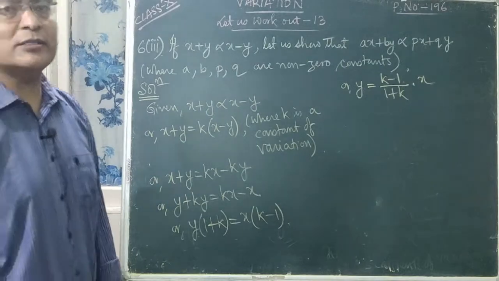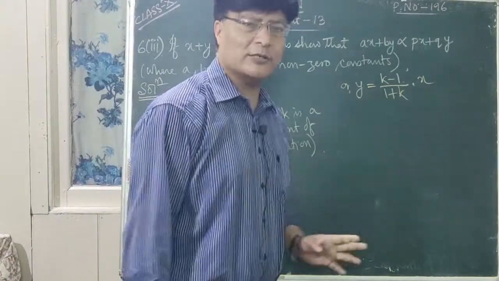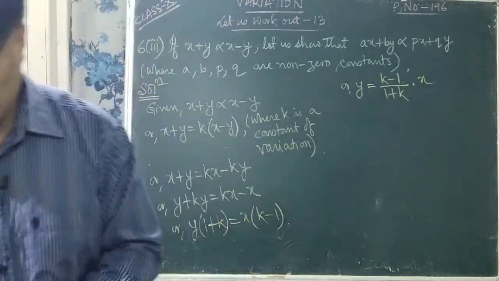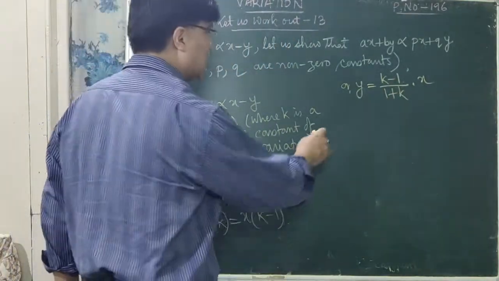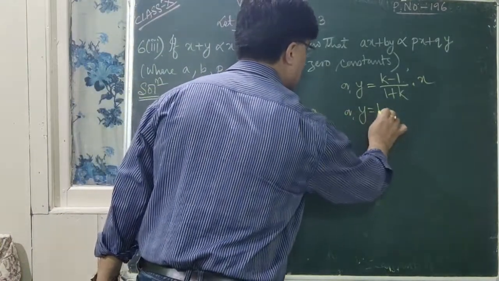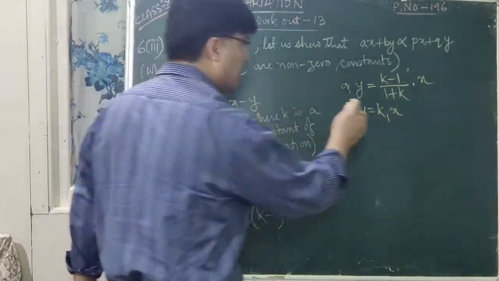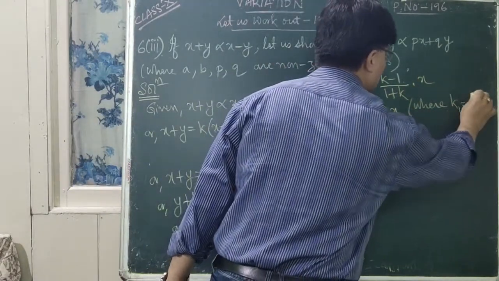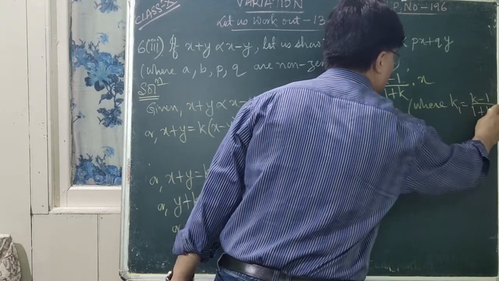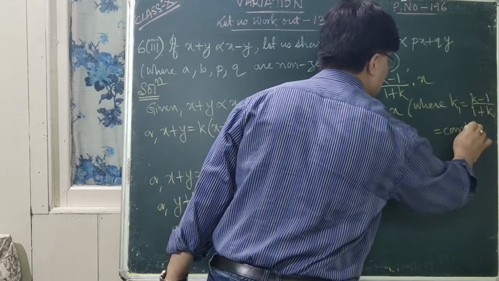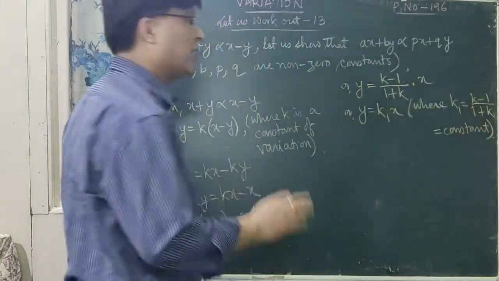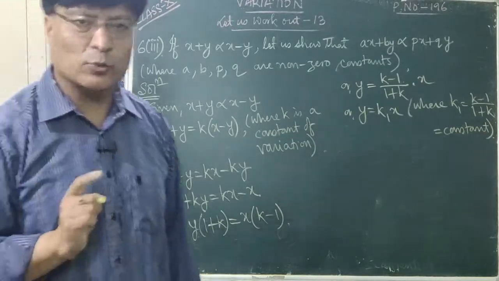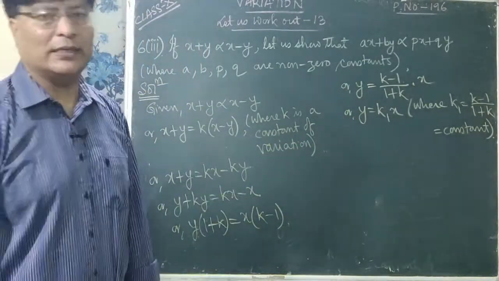Now since k is a constant, this minus 1 plus 1 is also constant quantity. So k minus 1 divided by 1 plus k is also constant. So it can be replaced by another constant, that is k1. Let us write y is equal to k1x. So write within bracket where k1 is equal to k minus 1 divided by 1 plus k is equal to what? It is constant. So k1 is also a constant quantity. So we have got the relation between y and x, which is y is equal to k1 into x.